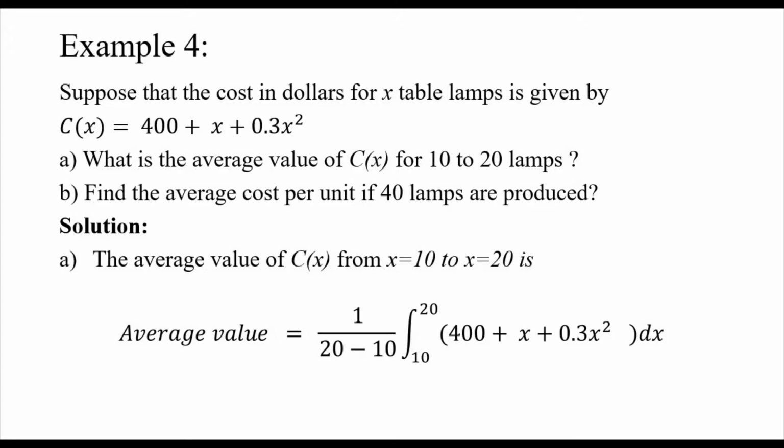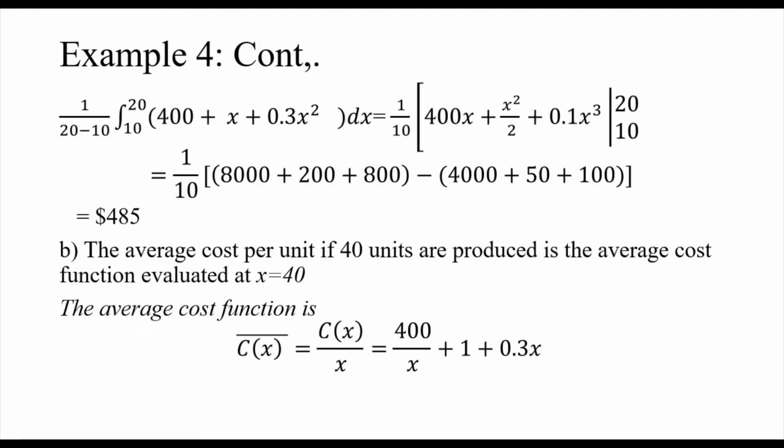So to find the first part, which is the average value of c of x, we know that the average value is equal to 1 over b minus a, the integral from a to b of the cost function in this case. So that will be 1 over 20 minus 10. A is equal to 10 and b is equal to 20. The integral from 10 to 20 of the cost function, which is 400 plus x plus 0.3x squared dx. And then we're going to integrate that function and find the answer.